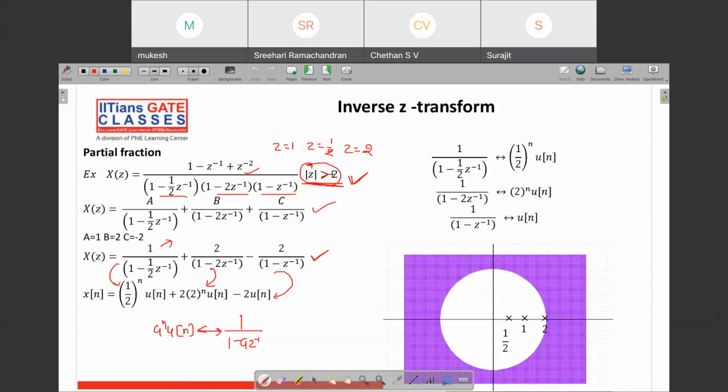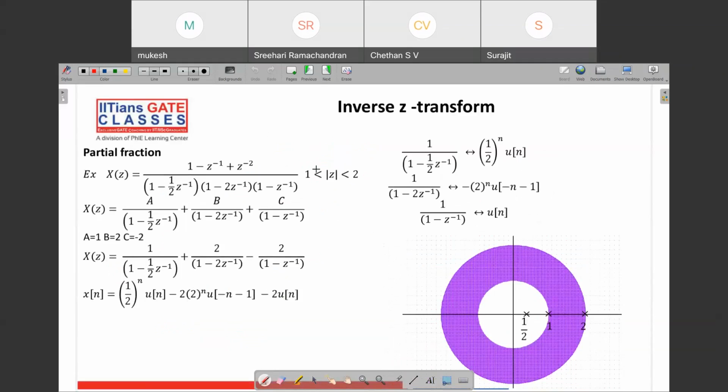Is it clear to everyone, this problem? Now this is the second. Again, Z transform is same. I have changed the ROC. Now ROC is in this form. It is kind of stripped between the two circles. It is greater than 1 but less than 2. Okay. So it is greater than 1, less than 2.